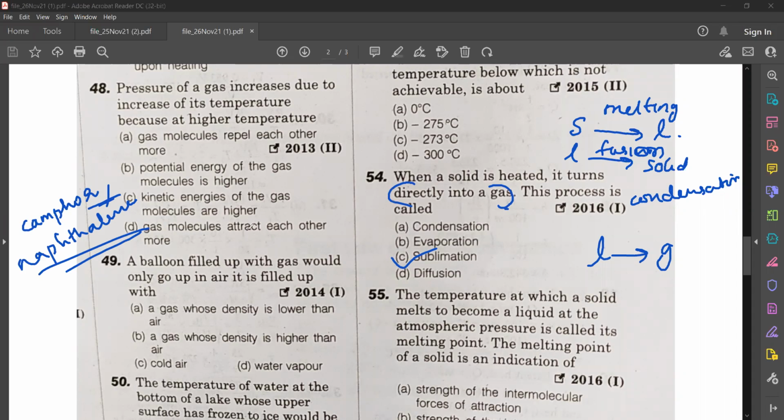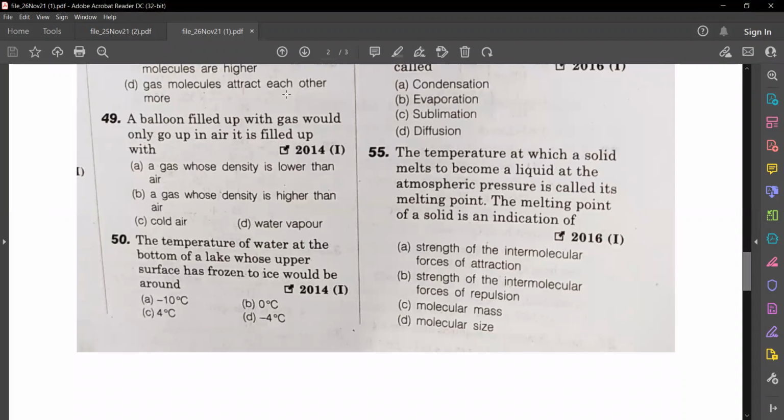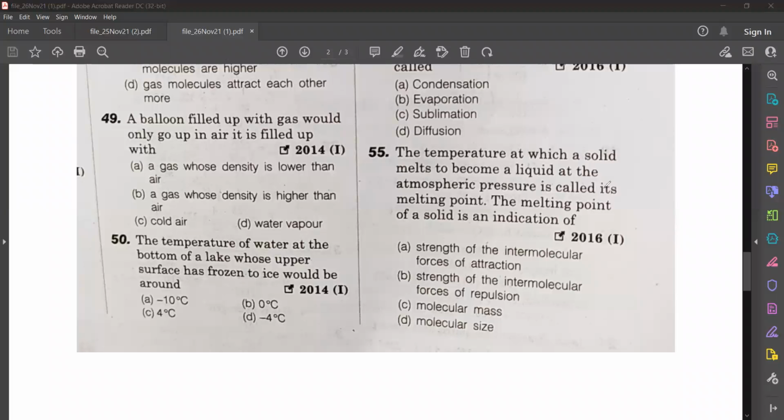Okay. So we'll go to the next question. Question number 55. The temperature at which a solid melts to become a liquid at the atmospheric pressure is called its melting point. Melting point of a solid is an indication of: strength of intermolecular force, strength of intermolecular force of repulsion, molecular mass, molecular size. So I want you to comment your answers.